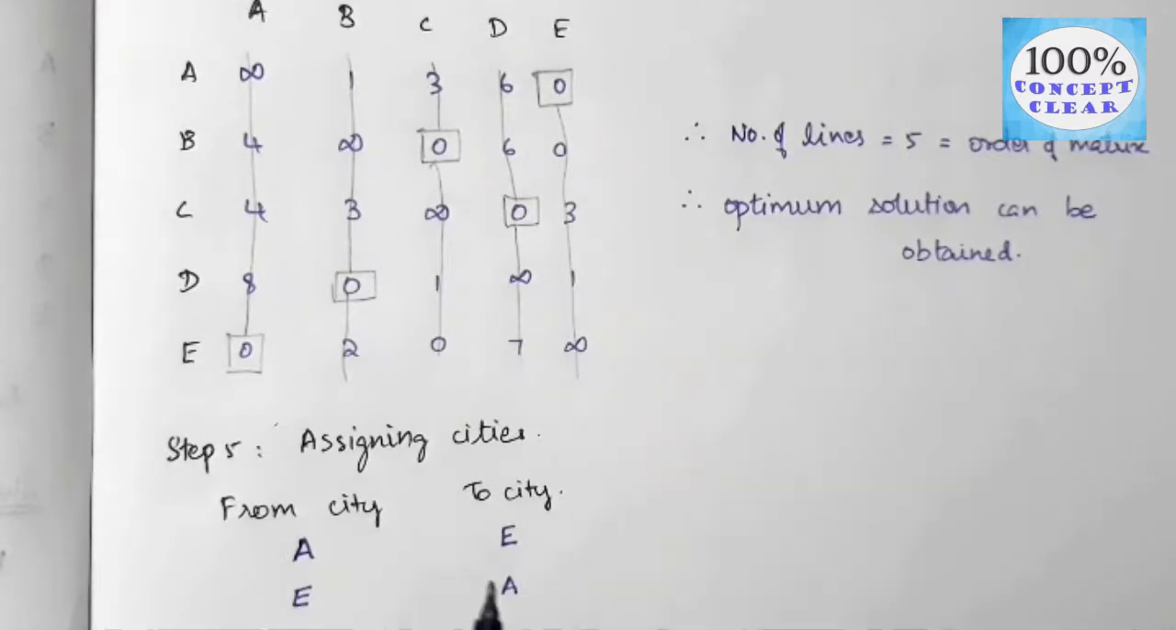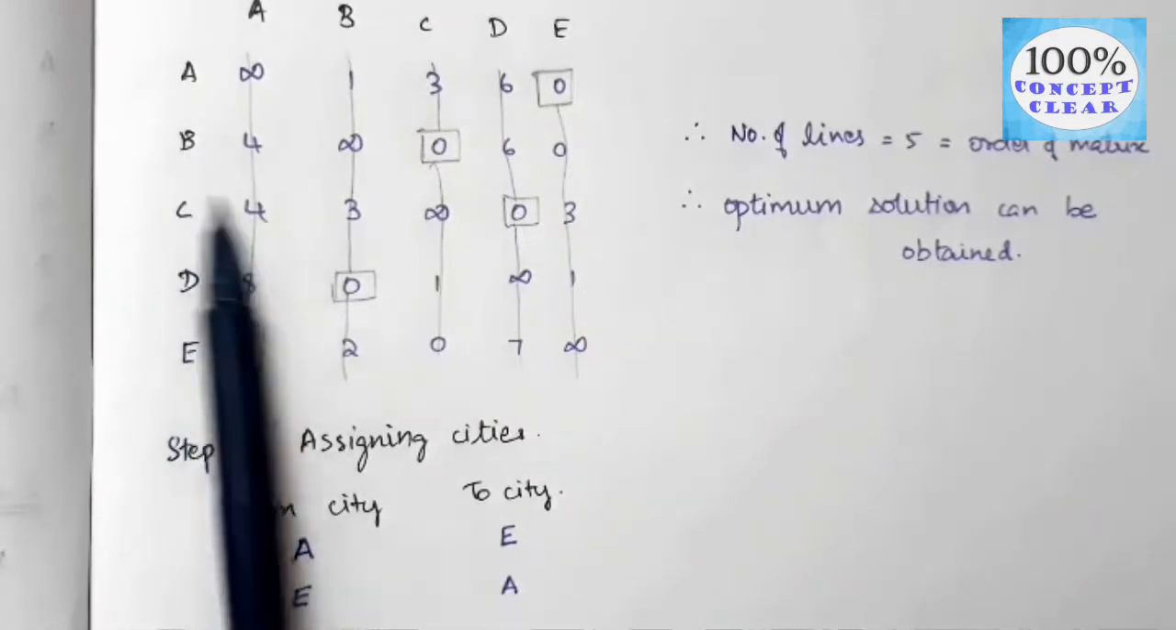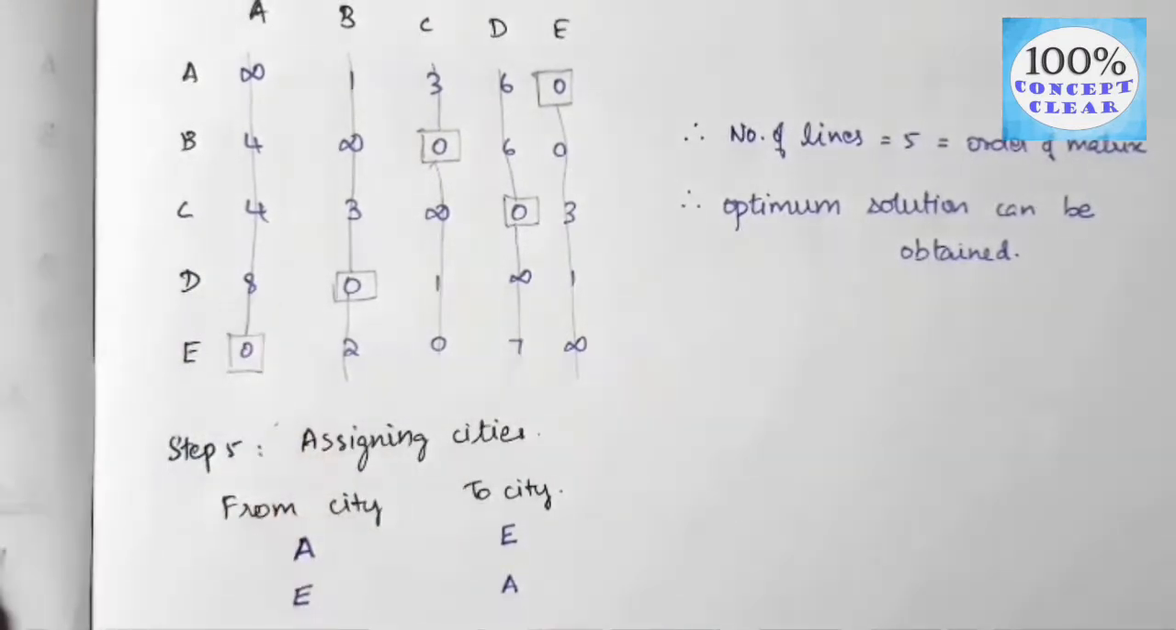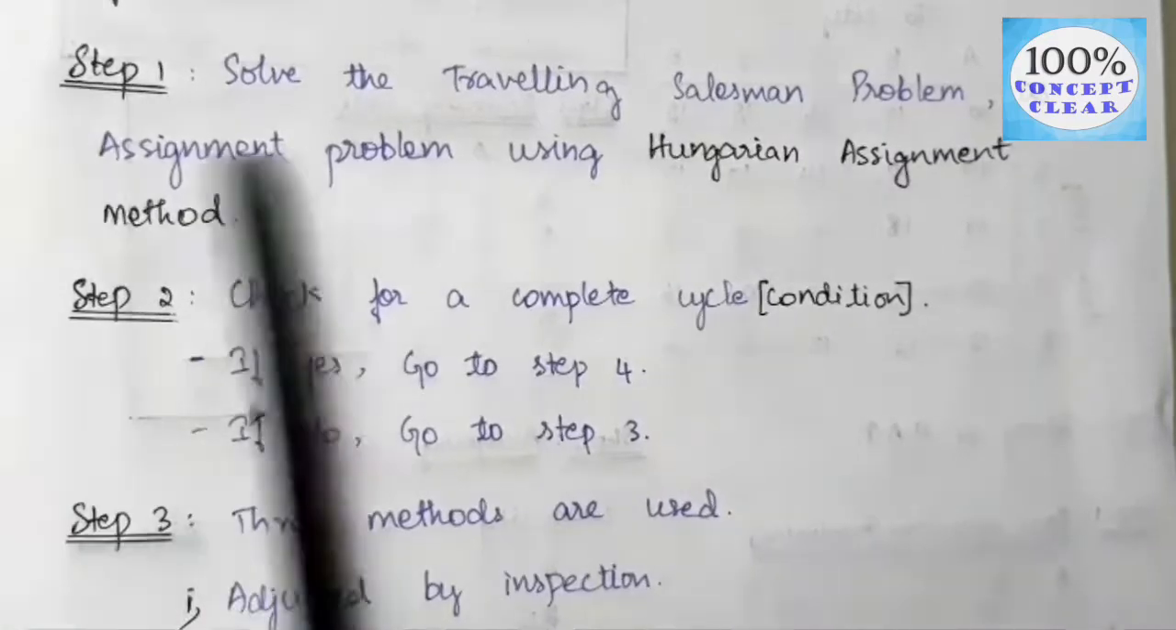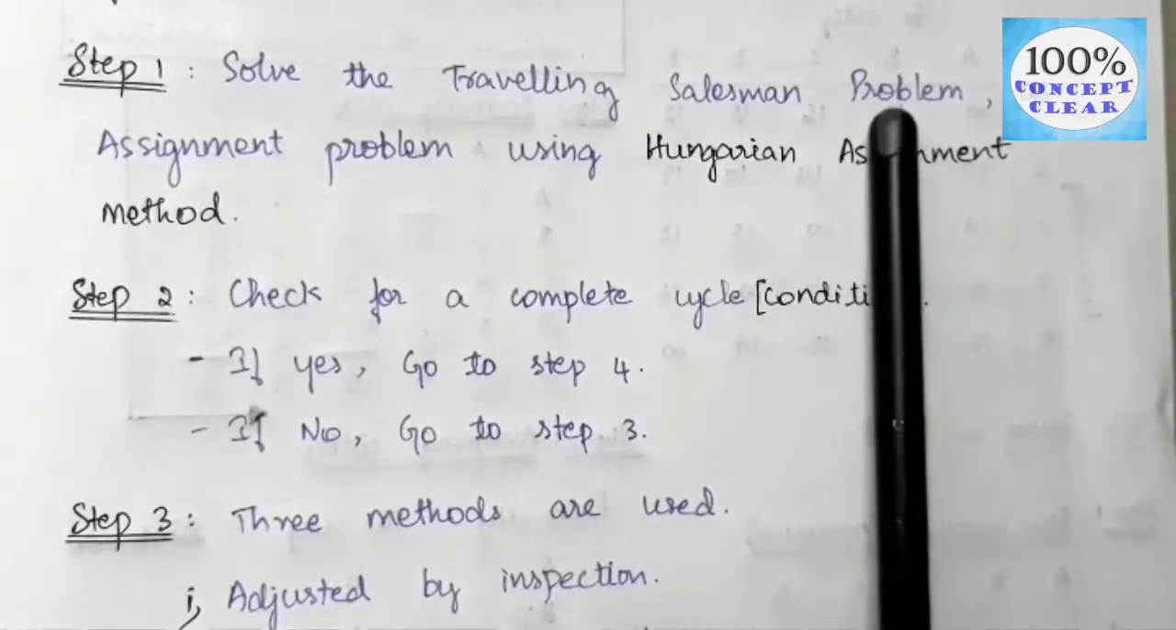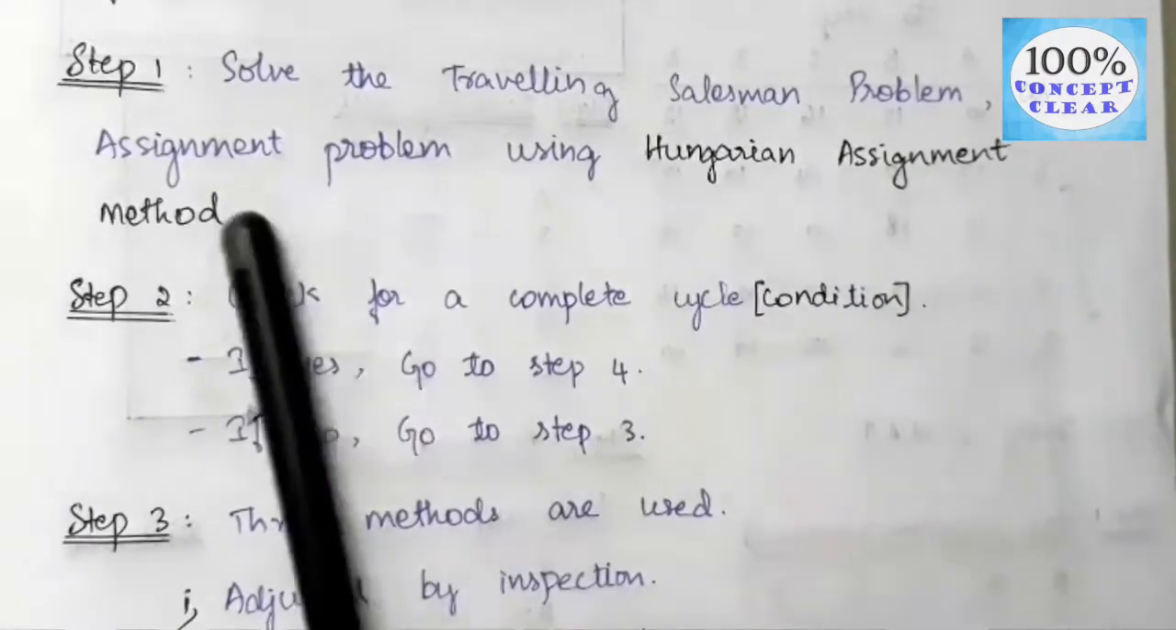So see here, the salesman started from A and moved to E. From E, he has directly visited city A. He has not visited B, C, D cities. Now see in the algorithm. So now we have solved the traveling salesman problem using the Hungarian assignment method.